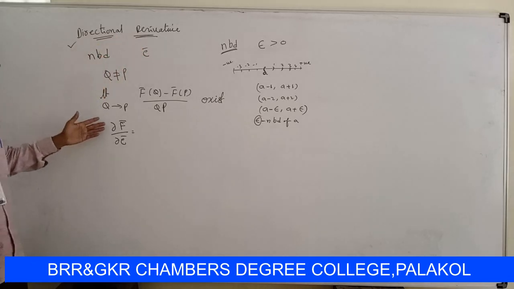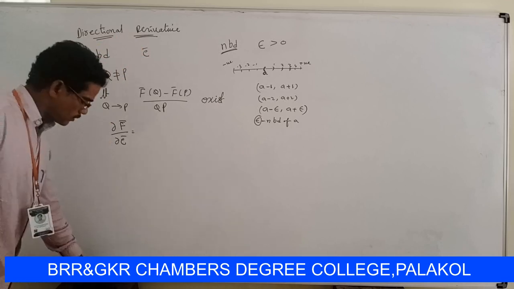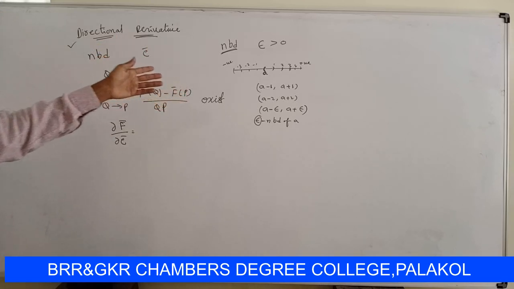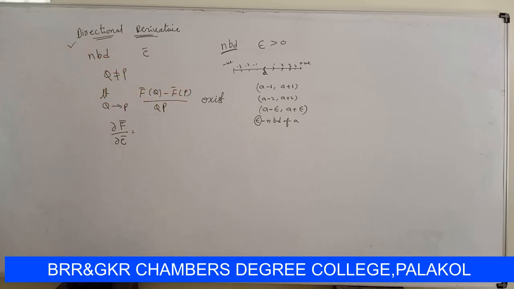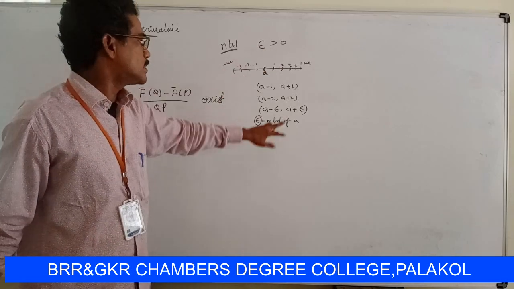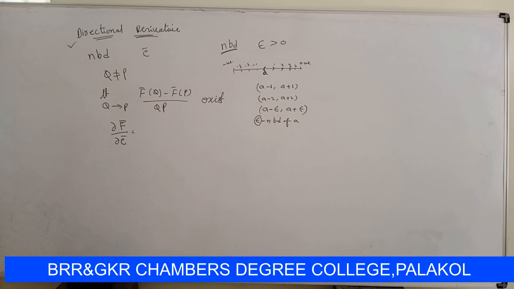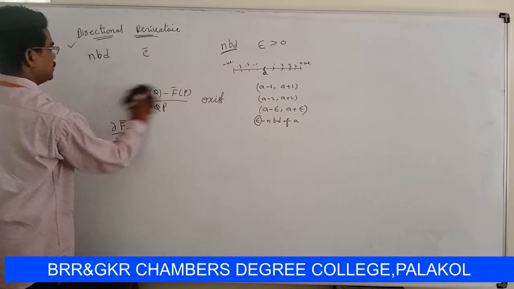So it is simply denoted by ∂f/∂s. Okay, students, here neighborhood means: consider some point A, where the positive direction is 1, 2, 3 and so on, and the negative direction is -3, -2 and so on. So A minus 1, A plus 1, and A minus 2, A plus 2 are neighborhoods. For some epsilon greater than 0, (A minus epsilon, A plus epsilon) is also a neighborhood of A.